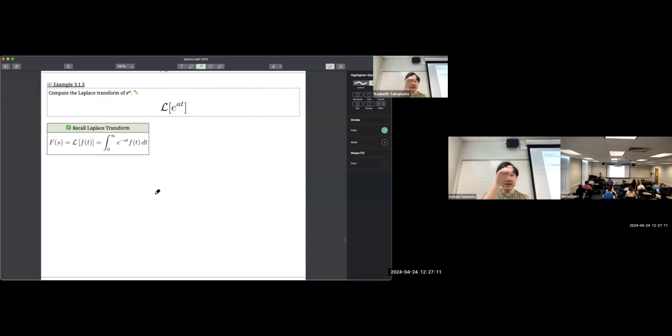Let's do the Laplace transform of e to the at. The f that we're using, f of t, is going to be e to the at. So when you're computing the Laplace transform of this, I'll just be lazy and just say, okay, this is my Laplace transform. It's going to be the integral from 0 to infinity of e to the negative st, but now our function is e to the at, times integrated with respect to t. So it's really just applying this definition.